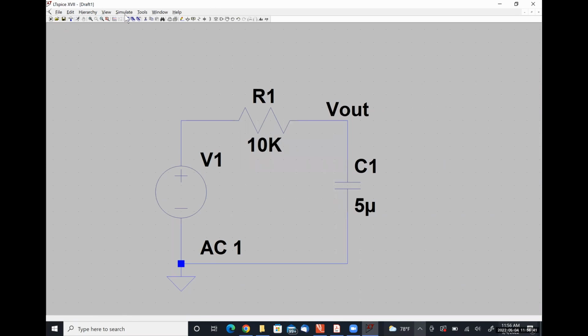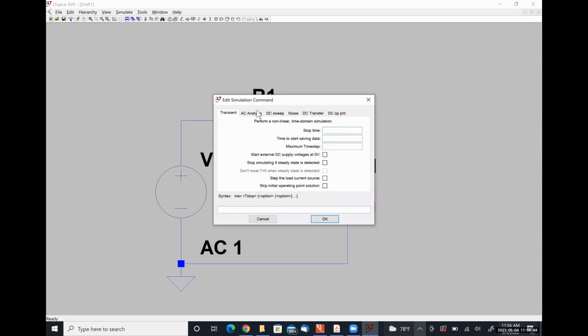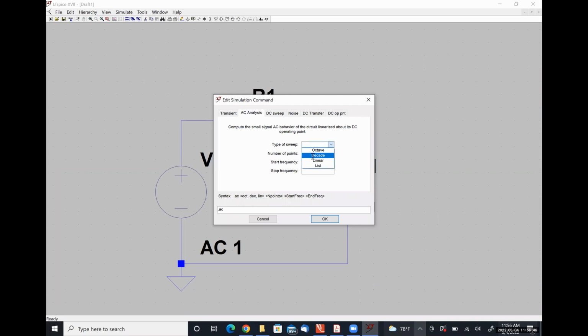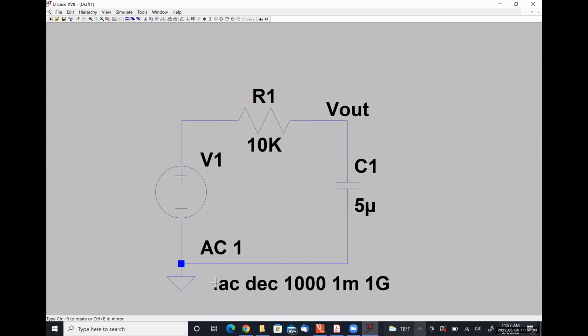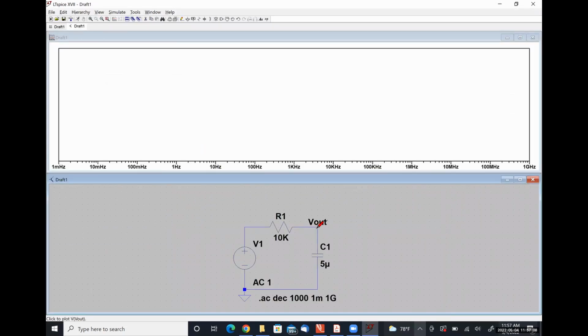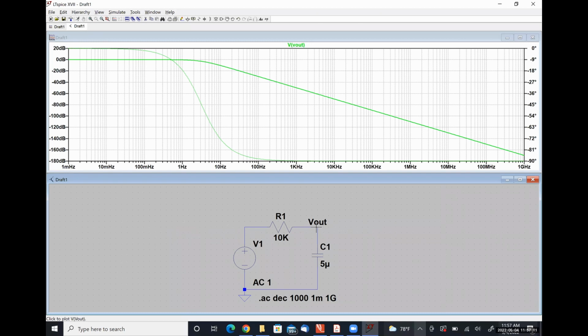All right. So let's run a quick simulation here. So I want to do an AC analysis, decade sweep, 1,000 points per decade. And just because I'm not entirely sure where our corner frequency is, I'm going to run this from 1 millihertz to 1 gigahertz. And I'm going to assume it's probably somewhere in that range. If I plot V out, this is literally the same thing as my transfer function.